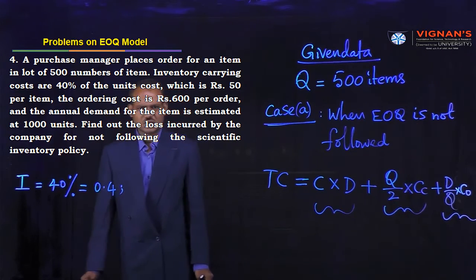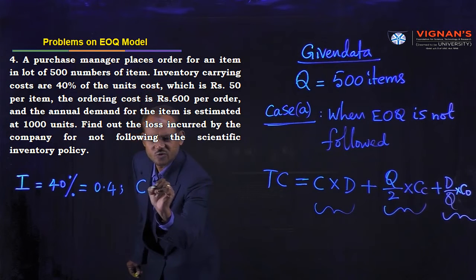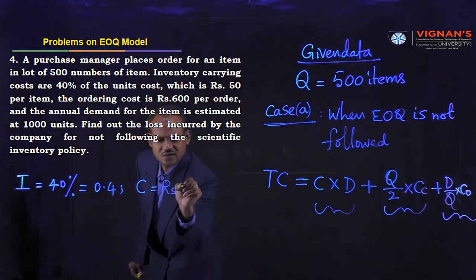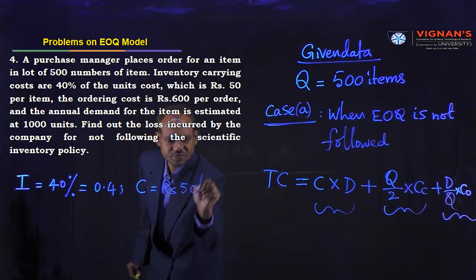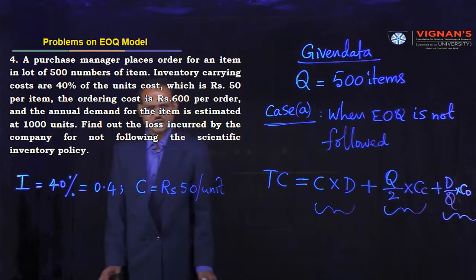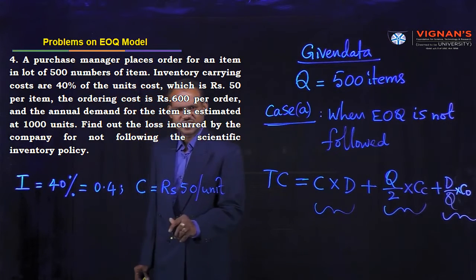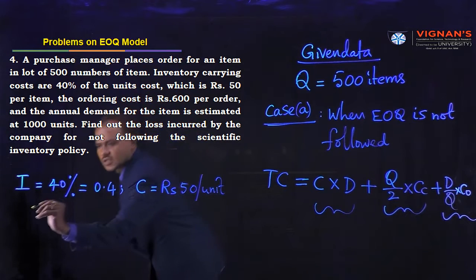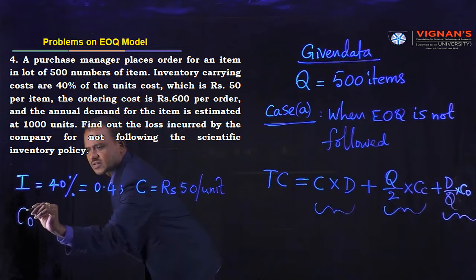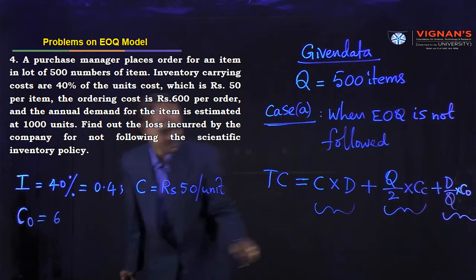Next, which is 50 rupees per item. That means cost per unit is 50 per unit. Okay. Next, its ordering cost is 600 rupees per order. That means C naught. As per notations, C naught is equal to 600 rupees.